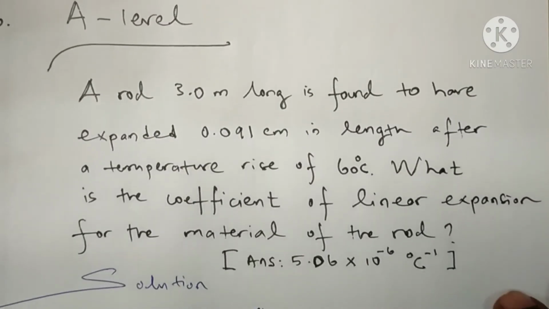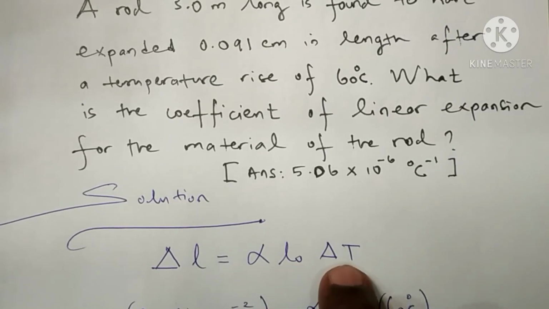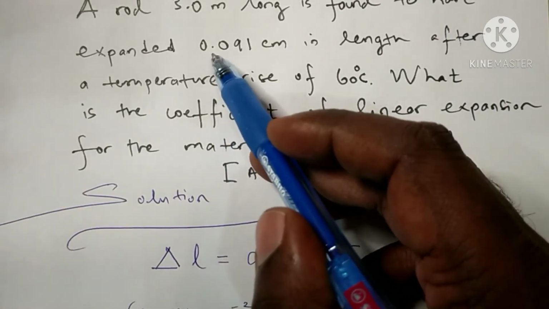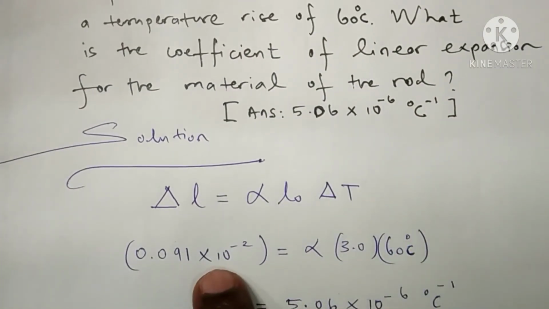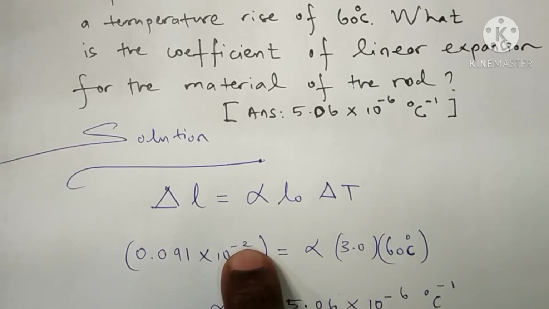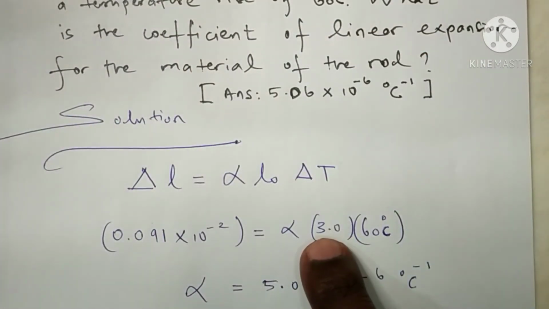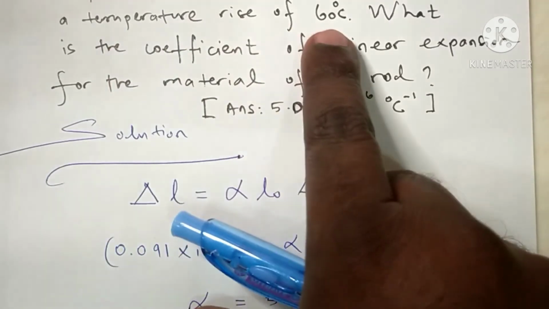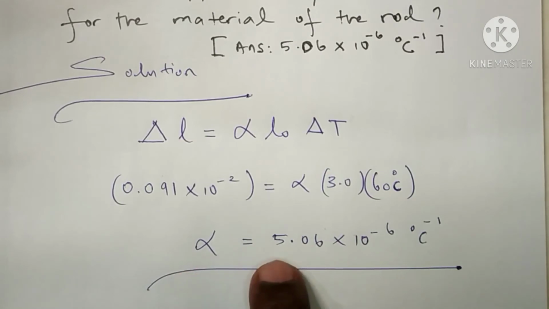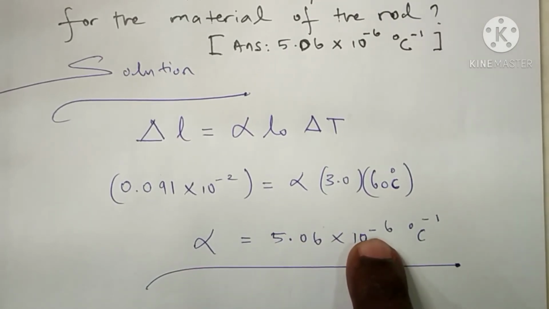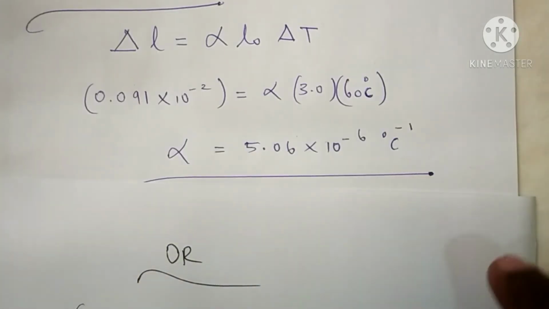By using the equation change in length equals alpha times L0 times change in temperature, the change in length is 0.091 centimeter. We substitute here, but have to change to meter by multiplying by 10 to the power negative 2. The original length is 3.0 meter and the temperature rise is 60 degrees Celsius. You put it here. So the coefficient of linear expansion is 5.06 times 10 to the power negative 6 per degree Celsius. Simple like a bubble without giving you any trouble.